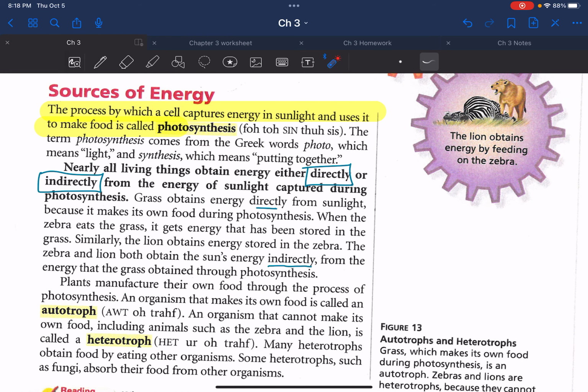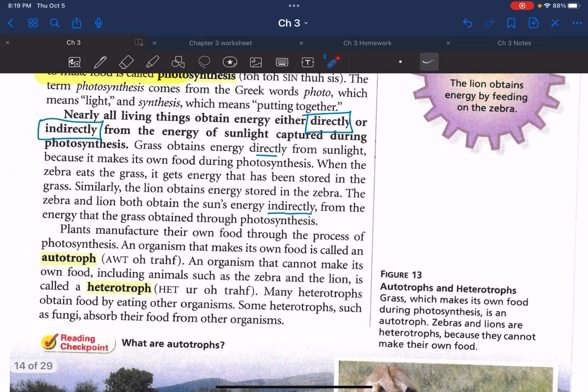Okay, sorry. Back to this. Plants manufacture their own food through the process of photosynthesis. An organism that makes its own food, we know this, you guys, is called an autotroph. An organism that cannot make its own food, including animals such as zebras and lions, is called a heterotroph. Many heterotrophs obtain food by eating other organisms. Some heterotrophs, such as fungi, absorb their food from other organisms.